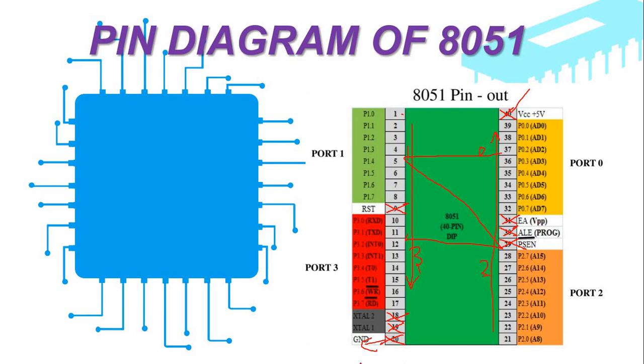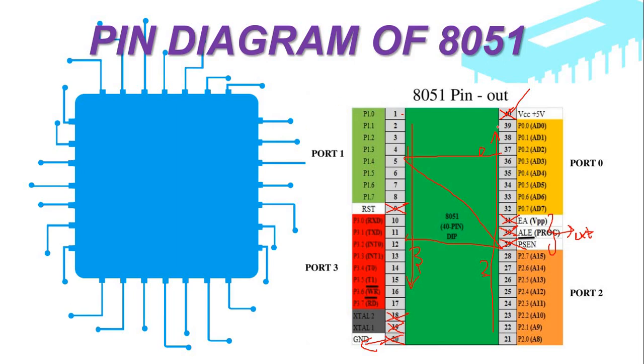I will repeat again. Pin number 40 and pin number 20 are for supply voltage and ground, so we can't use them as port pins. Pin number 9 is the reset pin. Pins 18 and 19 are the oscillator pins. Pins 29, 30, 31, these three pins, are for external interfacing, to access data from external memory. So neglect them. All the remaining pins are port pins.